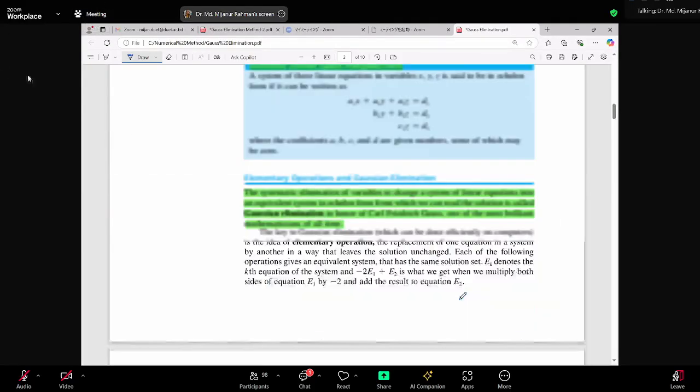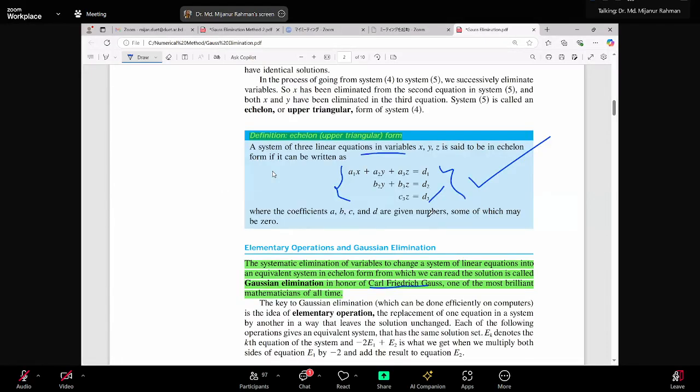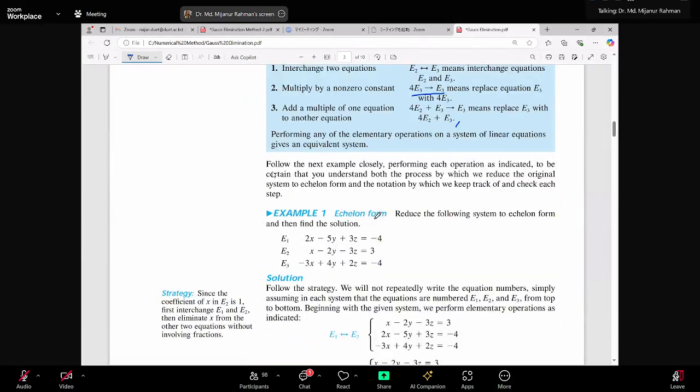Why will we do this? Our target is to make our three linear equations like this. Then what will happen if we can get these equations? From equation 3, we can very easily determine the value of z. z equals d3 by c3. When we get the value of z, we put it in the second equation, and then we can calculate y. When we get z and y, very easily we can calculate x from the first equation. So our target is to determine the values of x, y, and z. First we determine z, then y, and then x. This is our target. This process is called the Gauss elimination method.